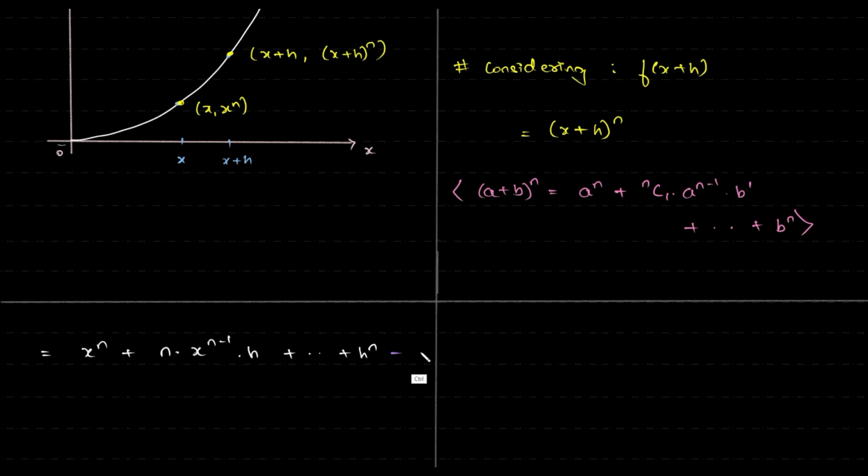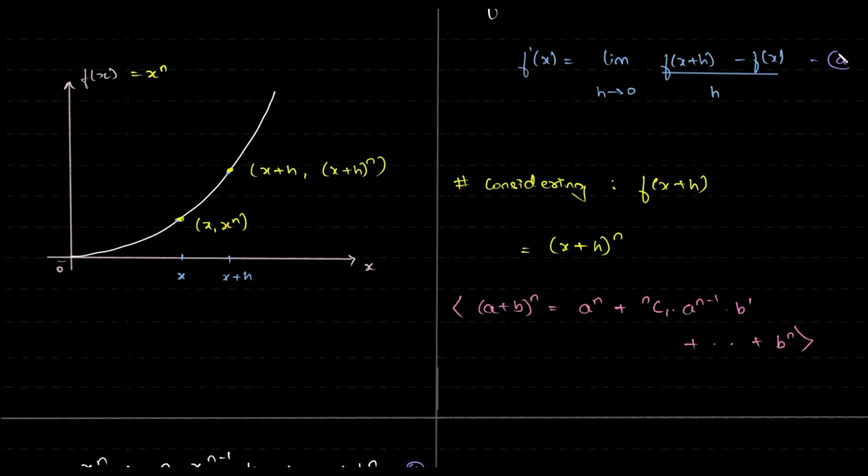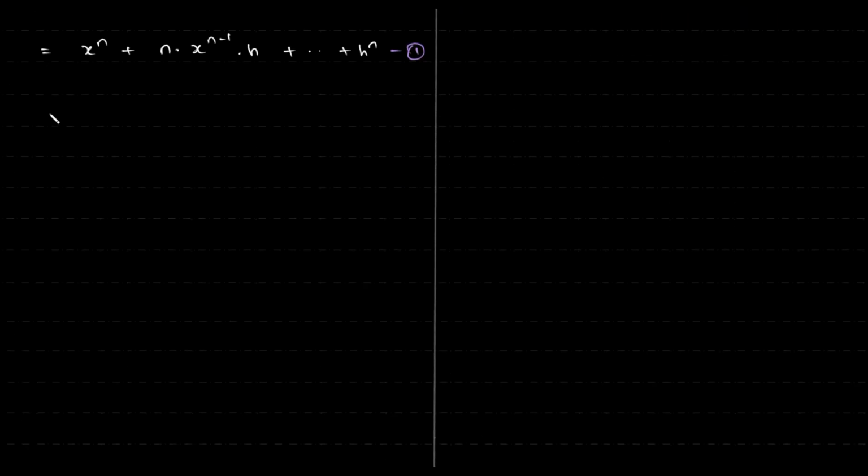Now we have to go back to this, so we need to substitute the above in 1. We'll call this as a. Let's substitute 1 in a. Okay, so we have f prime of x is equal to limit of x to the power of n plus n times x to the power of n minus 1 into h plus h to the power of n. This is your f of x plus h. Then we have minus x to the power of n.